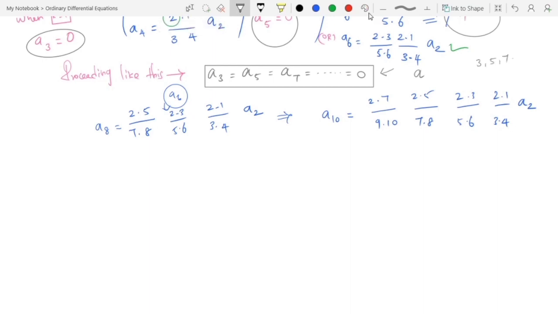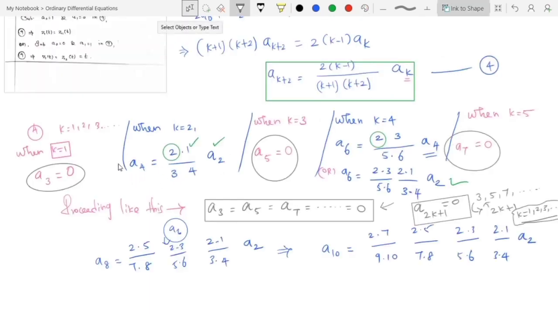Here a suffix odd numbers equal to 0, that means a suffix sequence of odd numbers 3, 5, 7 and so on. In general, we can write its general form as 2k plus 1, where k starts from 1, 2, 3 and so on. If you replace k by 1, 2 into 1 plus 1, that is 3, the first term. k replaced by 2, 2 into 2 plus 1, that is 5, the next. 2 into 3 plus 1, that is 7, you get the sequence of odd numbers. So in general, we can write a suffix 2k plus 1 equal to 0 for all k from 1, 2, 3 and so on.